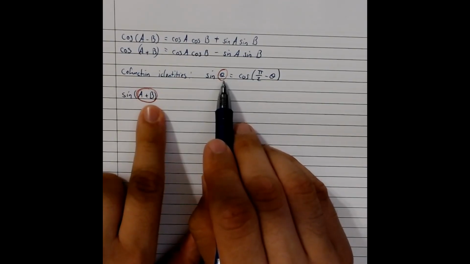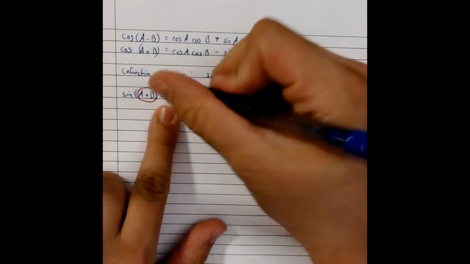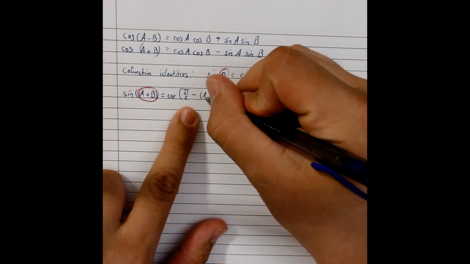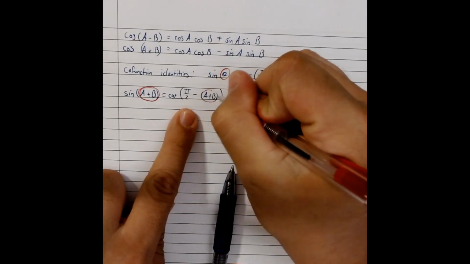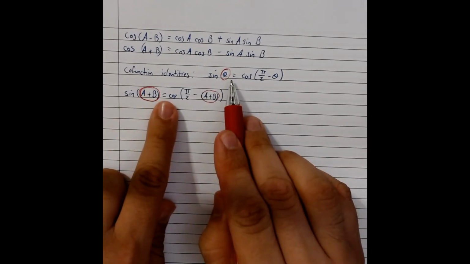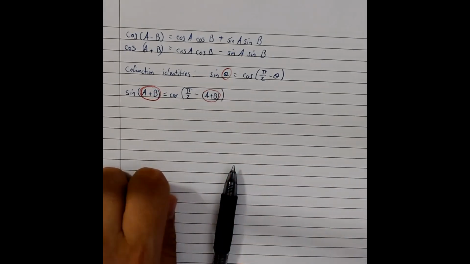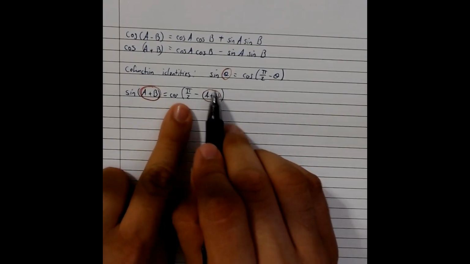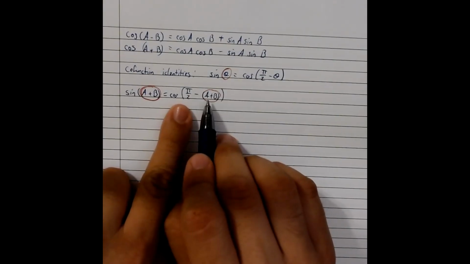Well, by the cofunction identity, that's the cosine of pi over 2 minus that angle. Sine of an angle equals cosine of pi over 2 minus that angle. All right, so now what? Well, note that, again, this is a single angle, even though it's made up of the sum of two other angles. But we can think of it as two separate angles.